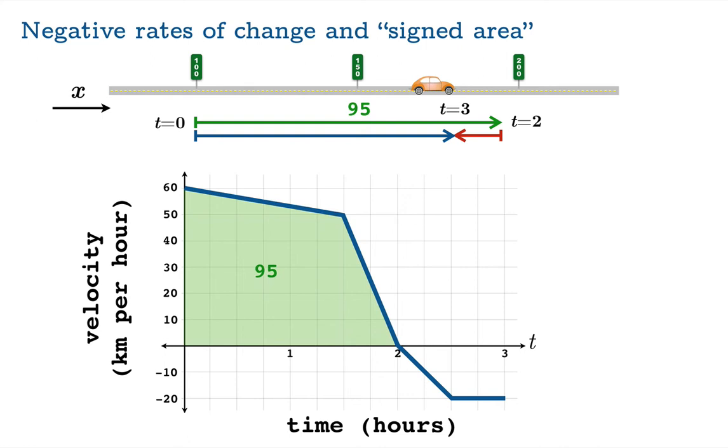Now you turn around and you move in the other direction. Now this area is 15, but we're moving to the left, so we have to subtract off 15 from our original 95 kilometers to the right, so the net displacement from time 0 to 3 was 80.